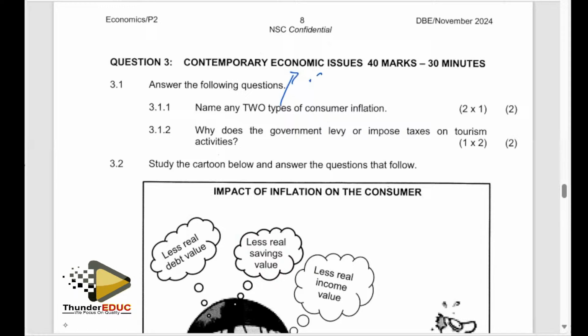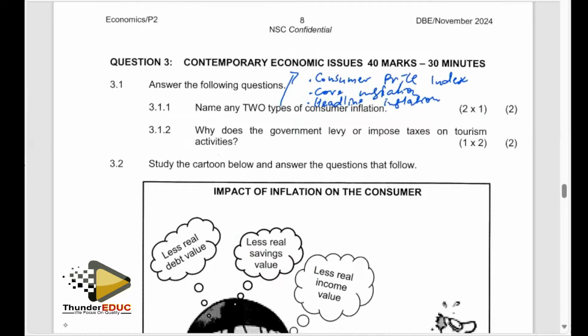We are saying that we have consumer price index. We have core inflation. So now also we have headline inflation and also administered price inflation. Okay, right, grade 12.